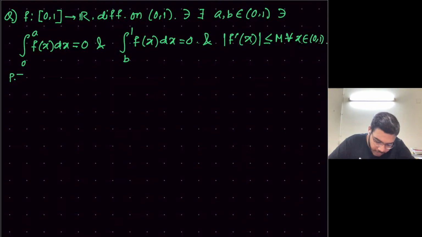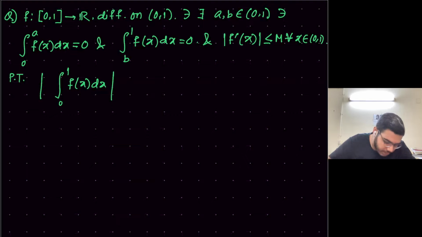Now you have to prove that the modulus of the integral over 0 to 1 of f(x) dx is less than or equal to (1 minus (a plus b)) divided by 4 times M.